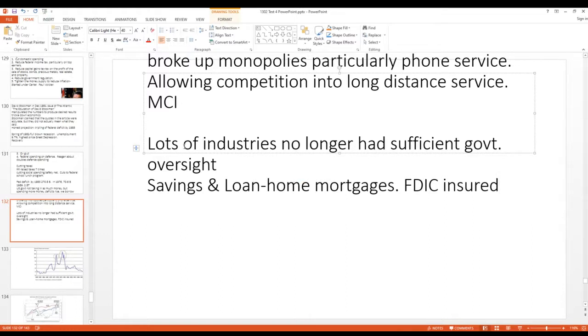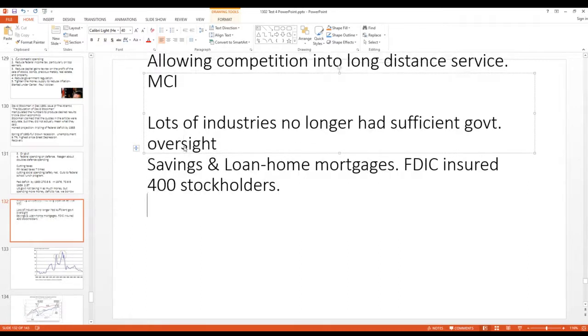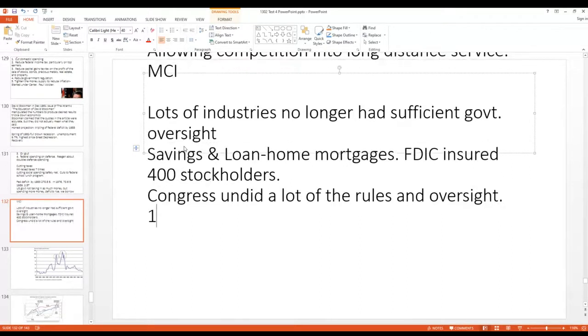Well, they also had to have 400 stockholders in a savings and loan. Well, eventually, Congress undid a lot of the rules and the oversight. So instead of having 400 stockholders, you could have 1 stockholder in an S&L.